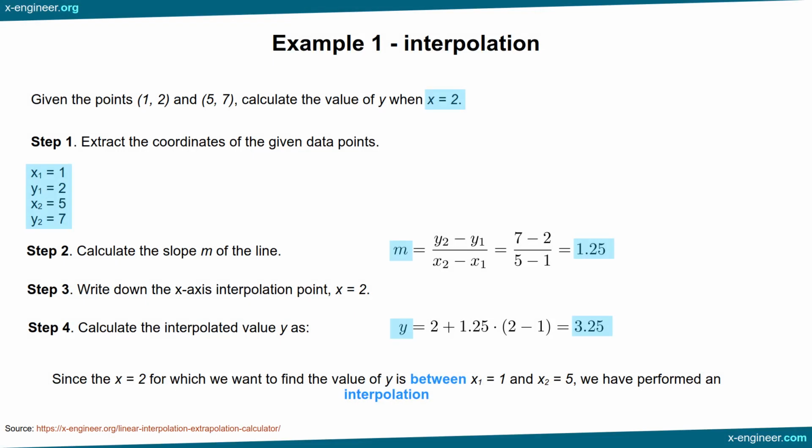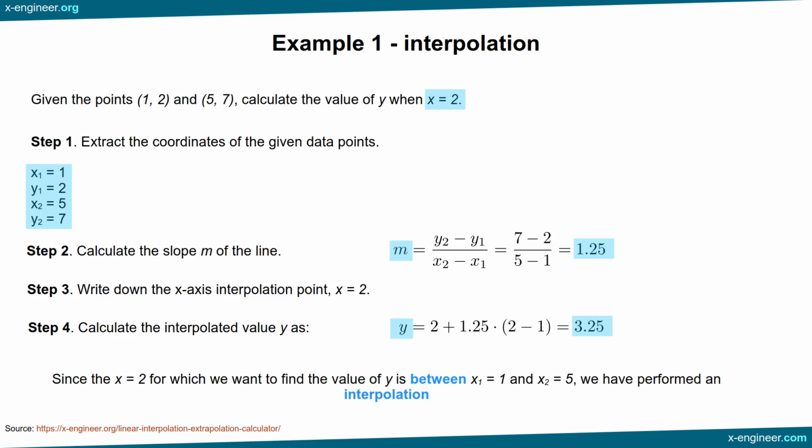In this example, we are given 2 points, 1, 2, and 5, 7. Our goal is to calculate the value of y when x equals 2. Let's go step by step. Step 1. First, we extract the coordinates of the given points. We have x1 equals 1, y1 equals 2, x2 equals 5, and y2 equals 7.